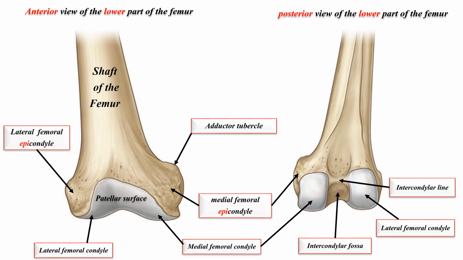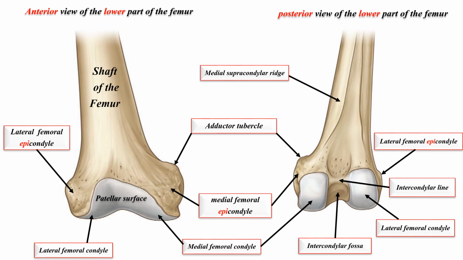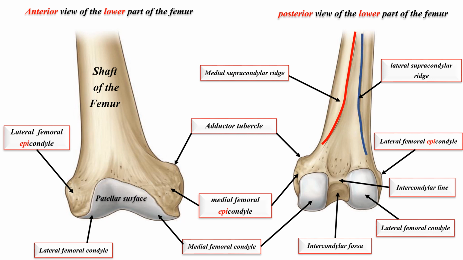This is the medial femoral epicondyle and this is the adductor tubercle. This is the lateral femoral epicondyle and this is the medial supracondylar ridge. This is the lateral supracondylar ridge. Between the medial and lateral supracondylar ridges, there is a triangular area. We call it the popliteal surface, for the attachment of the popliteus muscle.